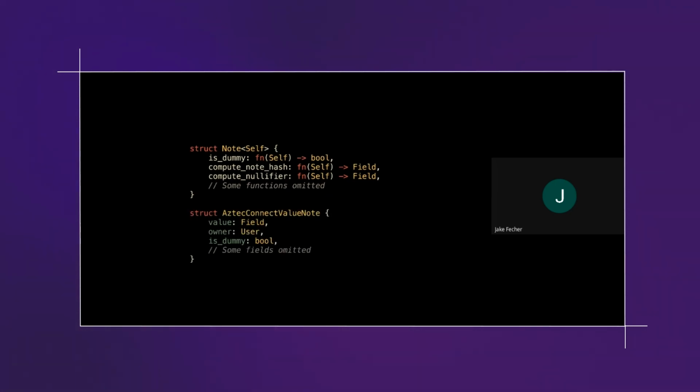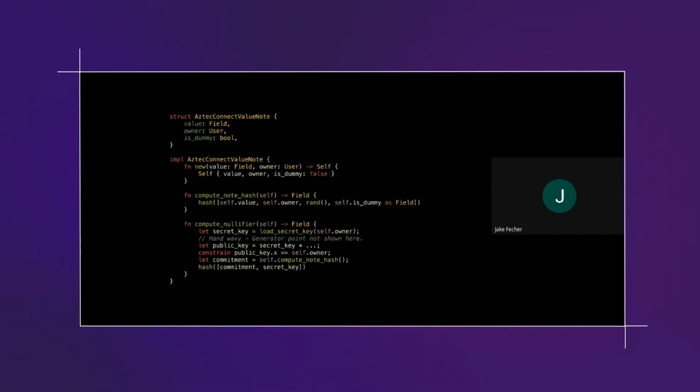Users would, however, possibly have their own custom note type. Here we're saying that a user has their custom note type, and they're calling it an Aztec connect value note. And this struct that they've defined has a value, it has an owner, and an isDummy field, and possibly some others as well. And they want to implement, essentially, note for this new note type that they've created. How would they go about doing that?